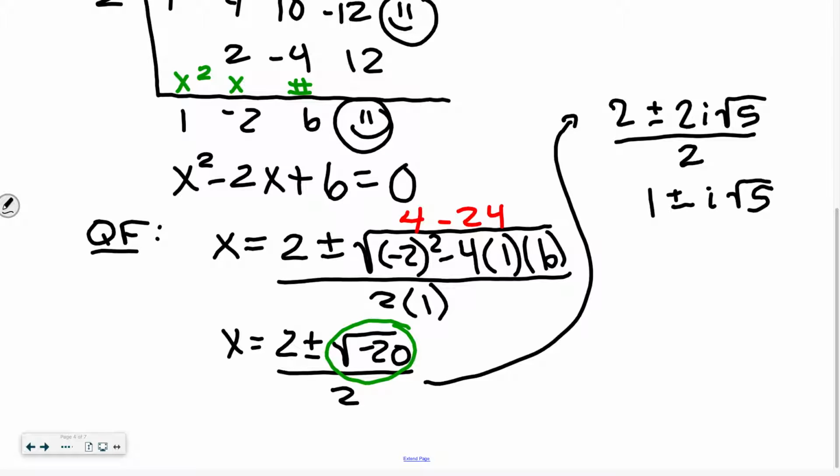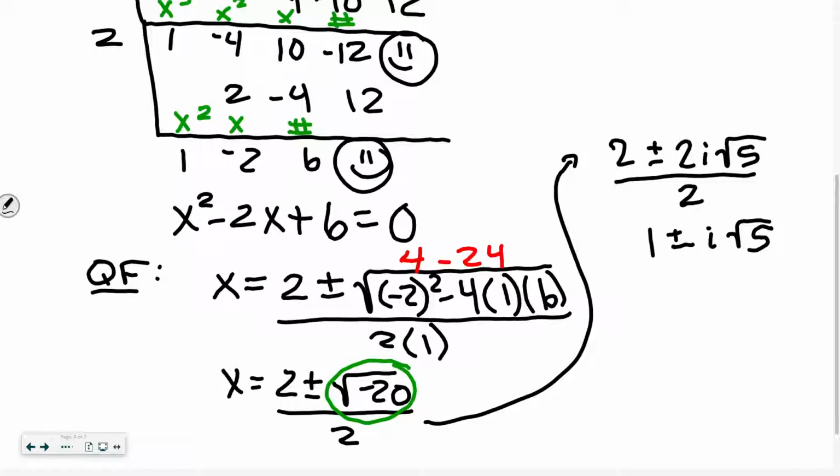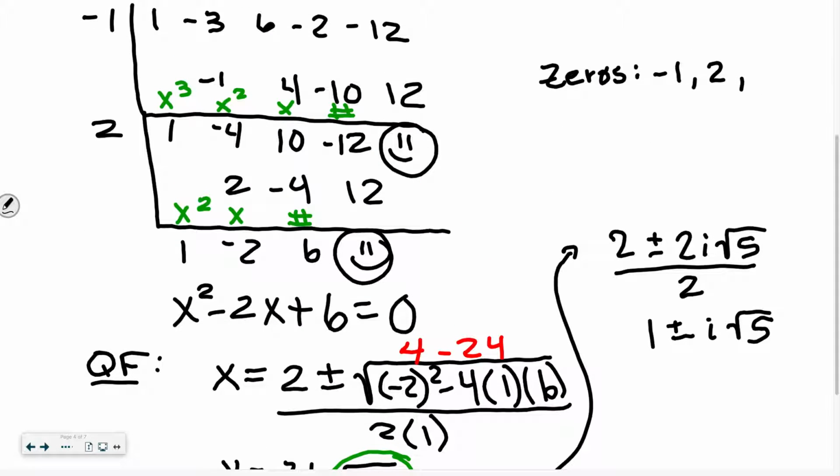But you can't divide everything by 2. You can't make this 1 plus or minus the square root of 20. You can't make this 1 plus or minus the square root of -10. That's not a thing. So you have to simplify that radical, and then all 3 numbers have to simplify. So now I could add those to my list. So I have 1 plus or minus i square root 5.